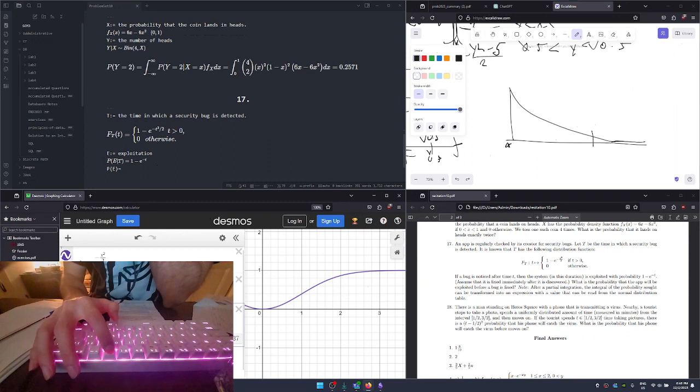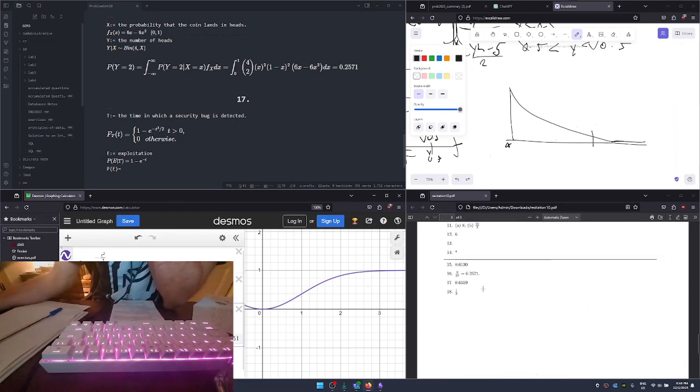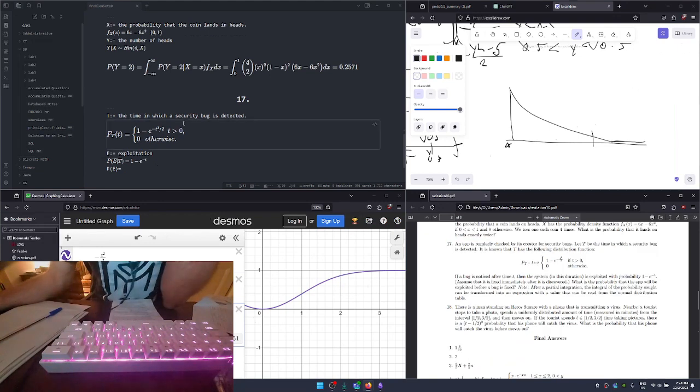Does it go bigger? Yeah, it goes to infinity, so it's not good. So I made a small mistake, probably. From 0 to 100, that's just a big number. I made a mistake, right? But I think I get the solution. I'm pretty close, because the time in which the security bug is detected has this distribution. And then for each time, the probability of it happening is 1 minus e.